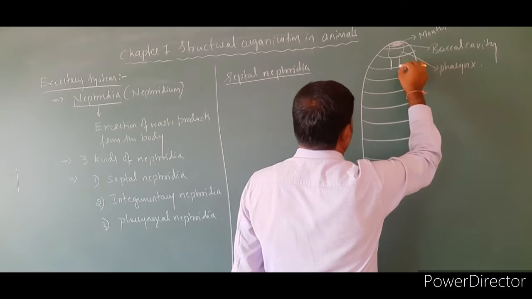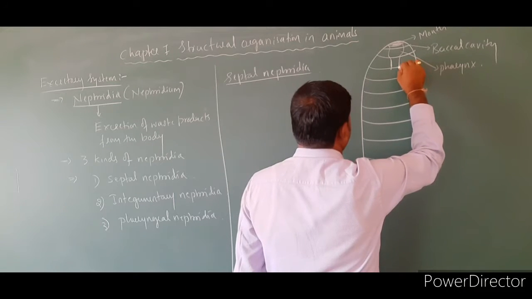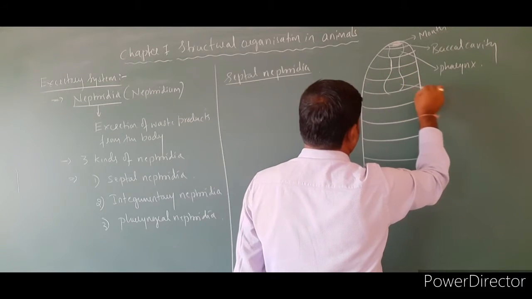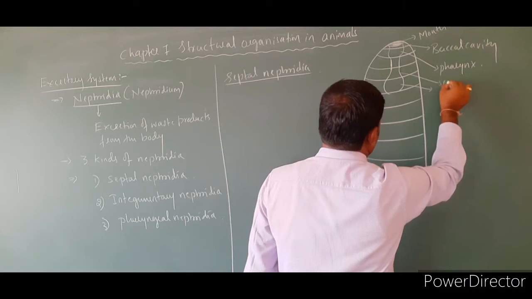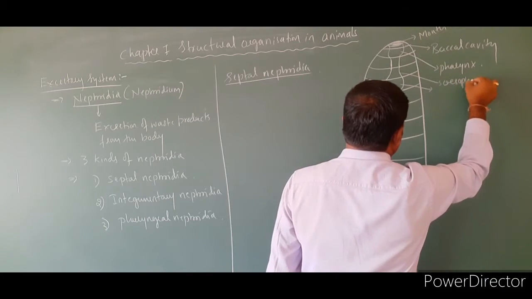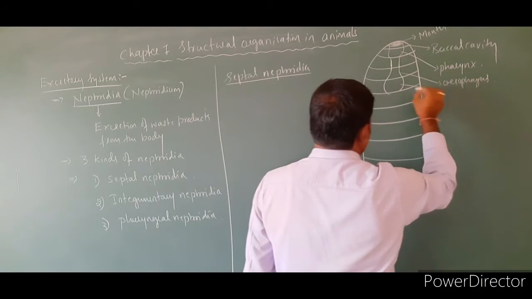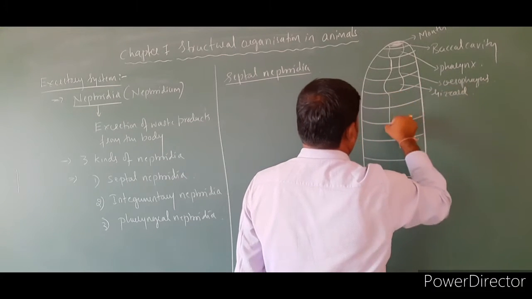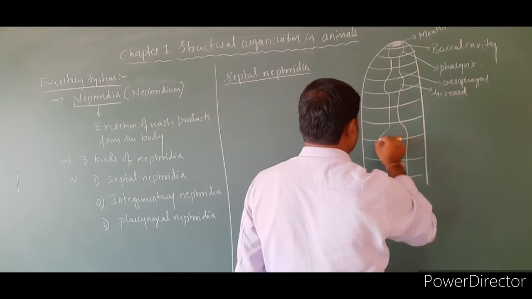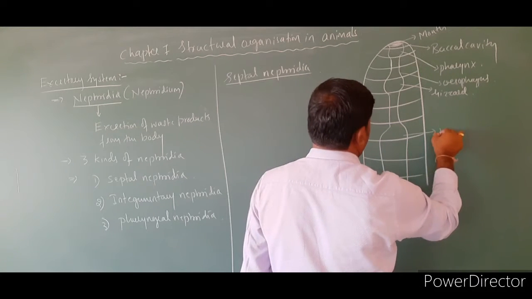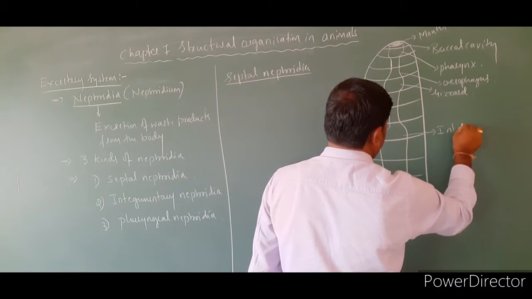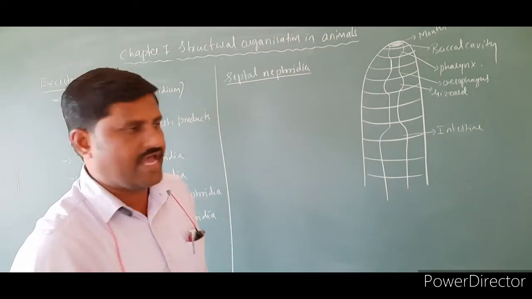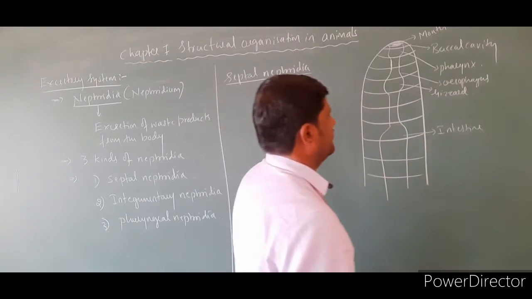Esophagus is followed by what? It is followed by the gizzard, right? Esophagus, next gizzard, and next one is the stomach as well as intestine. So this is how the digestive tract is present in earthworm itself.